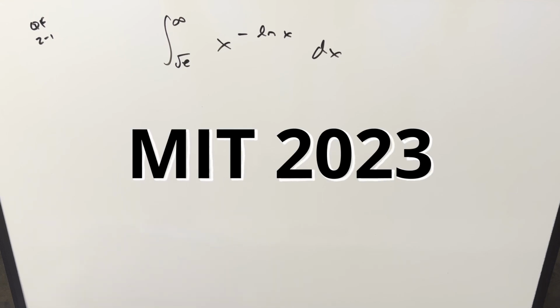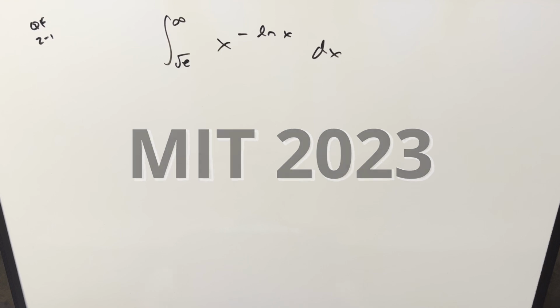Okay, we have another integral. This one's from MIT Integration Bee 2023, quarterfinals, round 2, problem 1. We have the integral from square root of e to infinity, x to the minus ln x dx.